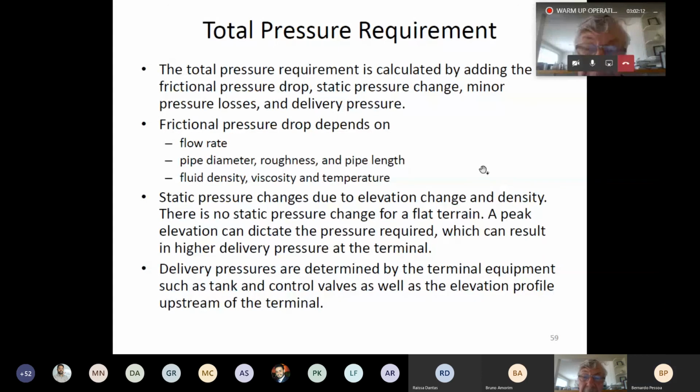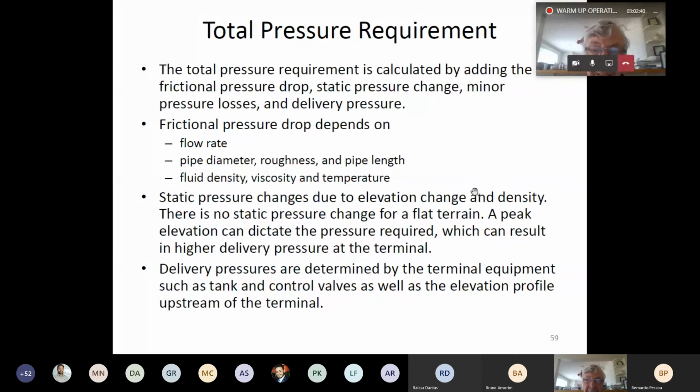Now, the next slide actually, which is 59, that's our total pressure requirement. We add up the frictional pressure drop, static pressure change. We've got bends and losses through valves and so forth, and so we need to include those in our calculations. Static pressure, of course, is due to the elevation change and the density. So that's only important when we've got hilly areas. We don't bother with it when the countryside's flat.